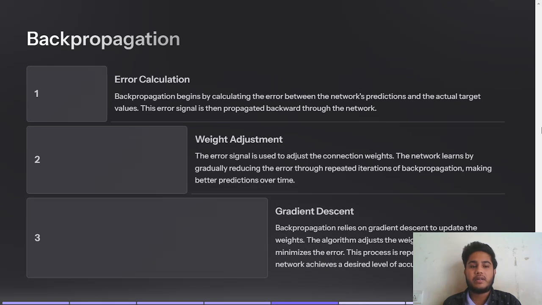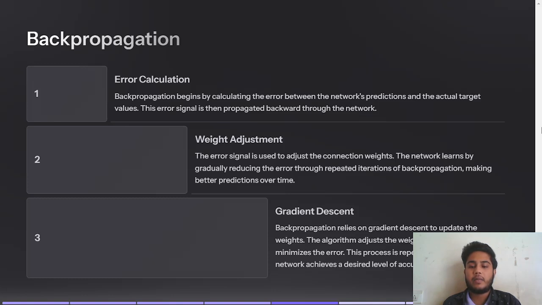Backpropagation. First is error calculation in the backpropagation stage. Backpropagation begins by calculating the errors between the network's predictions and the actual target values. This error signal is then propagated backward through the network. Weight adjustment. The error signal is used to adjust the connection weights. The network learns by gradually reducing the error through repeated iterations of backpropagation, making better predictions over time.